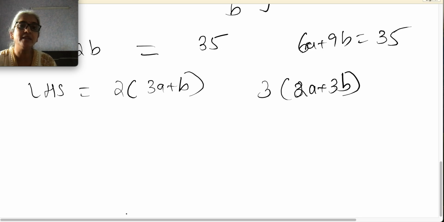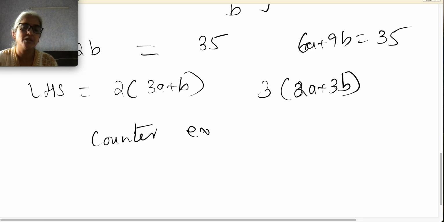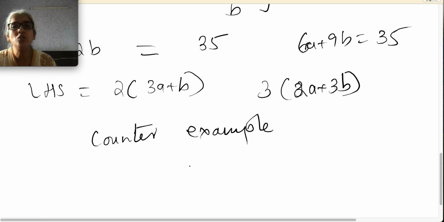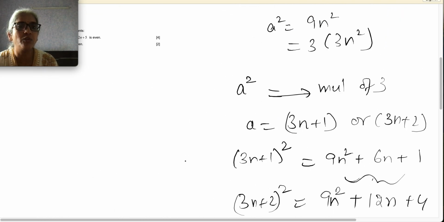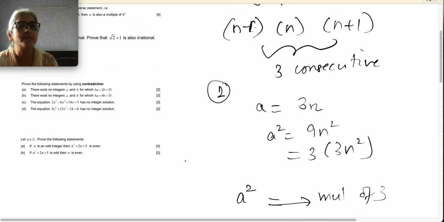Another example can also be by counter example. So all I have to do is look for a value where it's an opposite example which doesn't satisfy the rule. That can also be a method of proving, and we'll look for an example there.